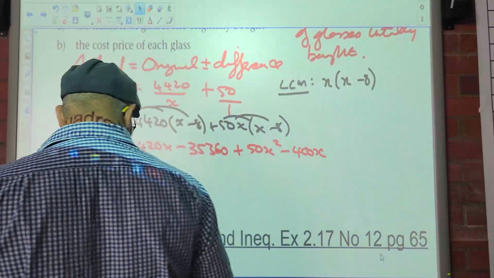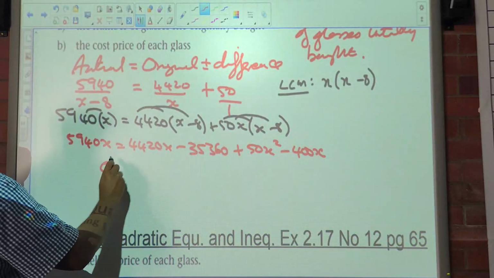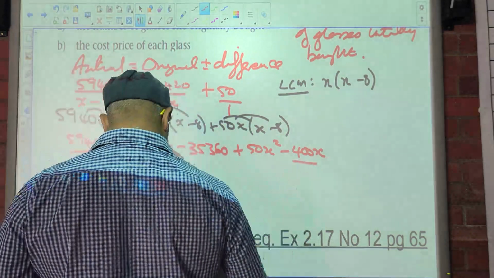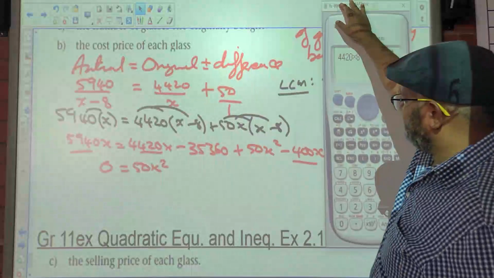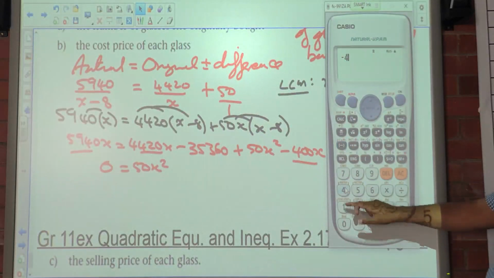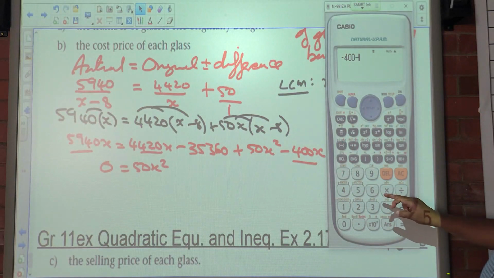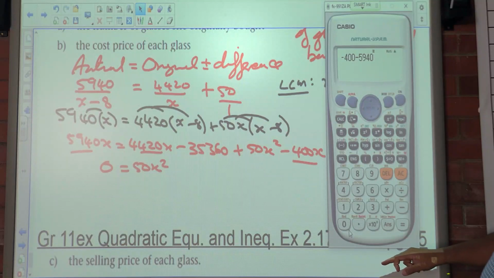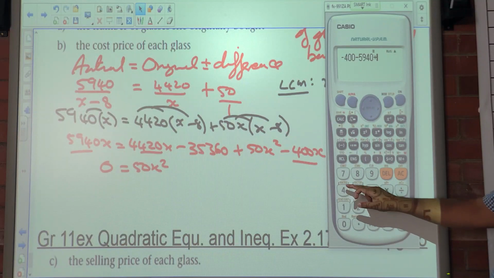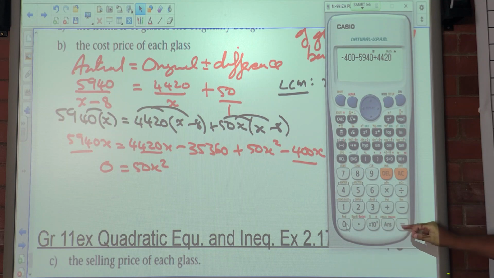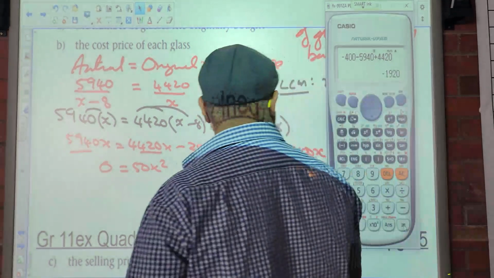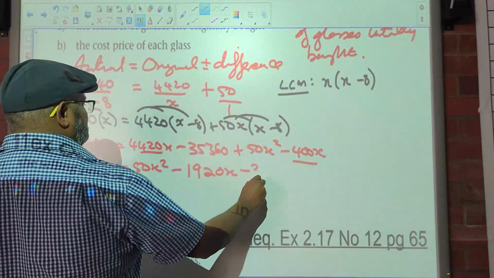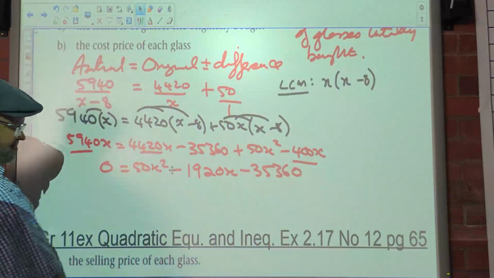Just tidying this up a bit. So it's going to be 0. I'm going to take everything to that side. So it's 50x squared. Remember, whatever I write on the keeping side, I write down first, so it's negative 400 minus 5,940 plus 4,420. It's negative 1,920x minus 35,360. Is that correct?